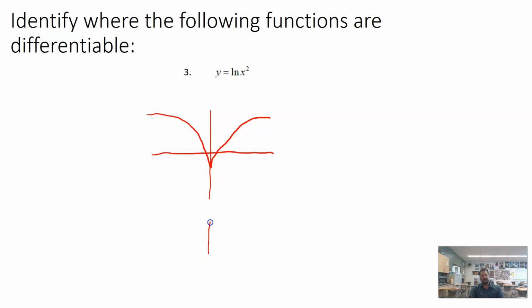You'll notice right there in the middle that there is a corner. So we would say that this function is differentiable everywhere except where that corner exists, at x equals 0. That is how I tell whether or not the function is differentiable. All right, so again, we just graph it.